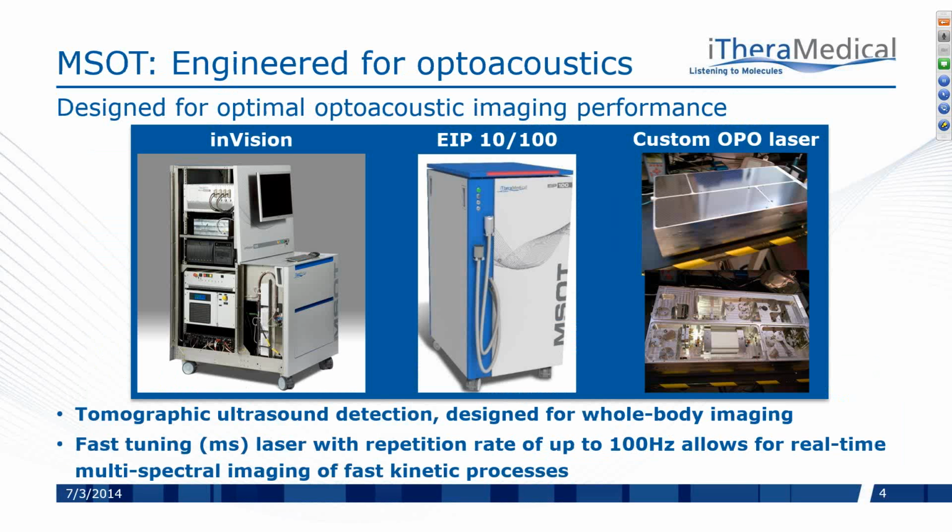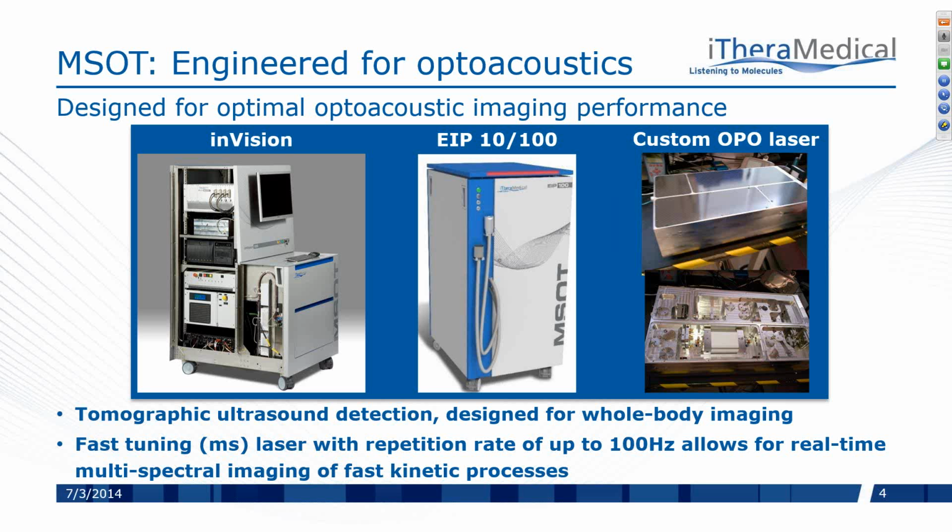The MSOT system that we'll be talking about today is mostly based on the Envision, shown here on the left, and these systems are specifically designed for optimal optoacoustic performance. Two very important design characteristics of the equipment is first of all the tomographic ultrasound detection. Our ultrasound arrays are designed to be tomographic, and this is designed to achieve whole body imaging. So we can image the mouse from head to tail and get whole body cross-sectional images at high resolution because of the design of the tomographic ultrasound detectors.